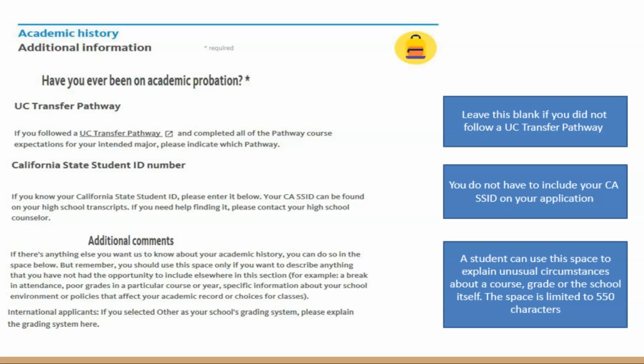This screen asks about UC Transfer Pathways, which is a UC system-wide guide to major preparation for certain majors. If you didn't follow one of these pathways, or if you're not sure, it's fine to leave this blank. Your California State Student ID number is often found on your high school transcript, but if you can't find it, it's okay to leave this blank too. The additional comments box can be used to explain any unusual circumstances about coursework or grades.